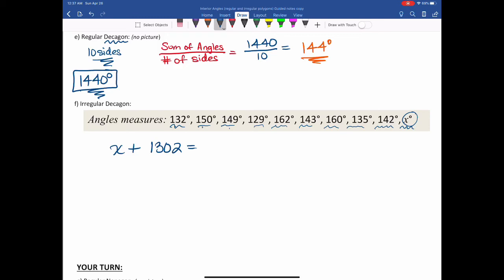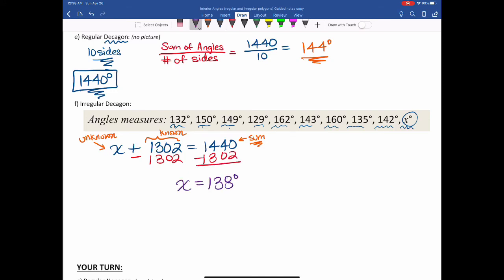All right, so when you add up all those angles, you get 1,302, and then we're going to make that equal to the sum, which is 1,440. Okay, so just breaking down what we have here. x represents our unknown angle. This represents what we do know, the known part, and the 1,440 represents the sum. What do all the angles add up to? And we knew that it was 1,440 because that's what we figured out before. So we're going to take away 1,302 from both sides. And I got x equals 138.